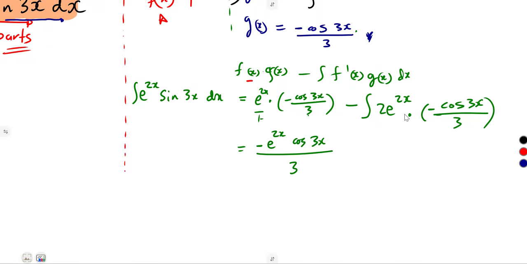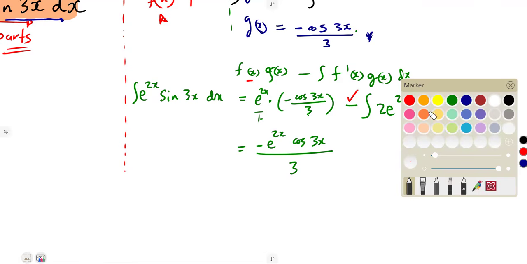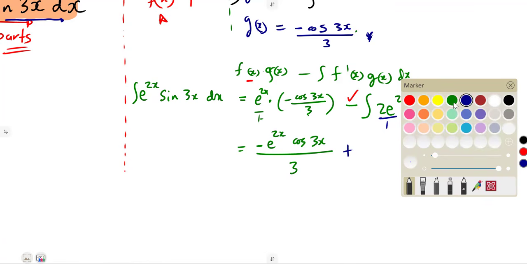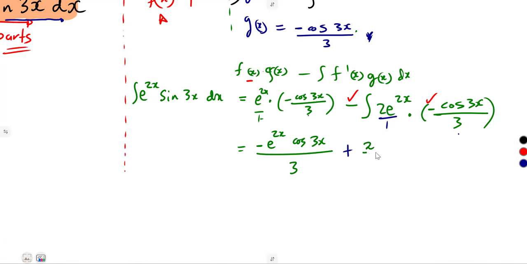All right, let us take our constant outside, but there's a negative, negative. So that is going to give us a positive. Then 2 over 3 outside of the integral. So that's 2 over 3 times the integral of what is remaining: e to the 2x and cos. Remember, we took the negative before, so it's just going to remain as the cos of 3x, with respect to x.